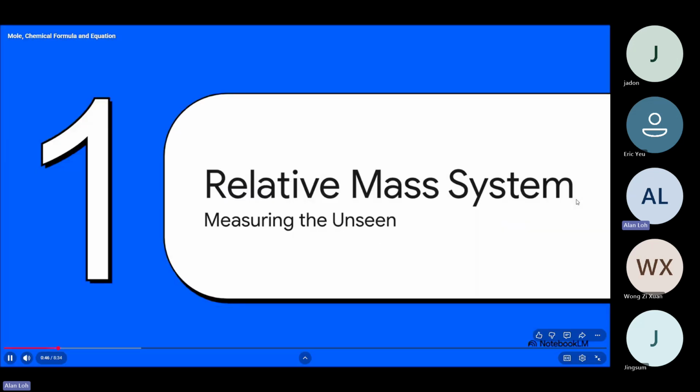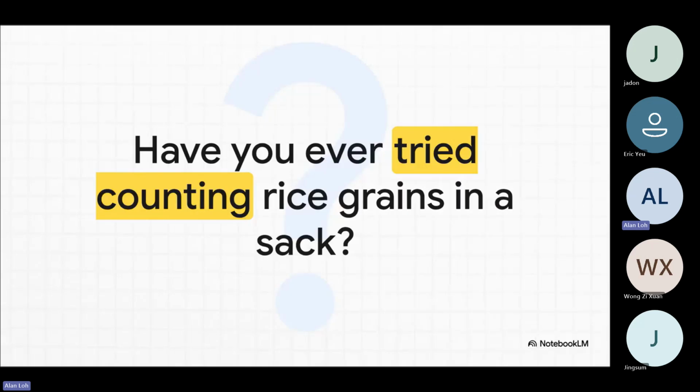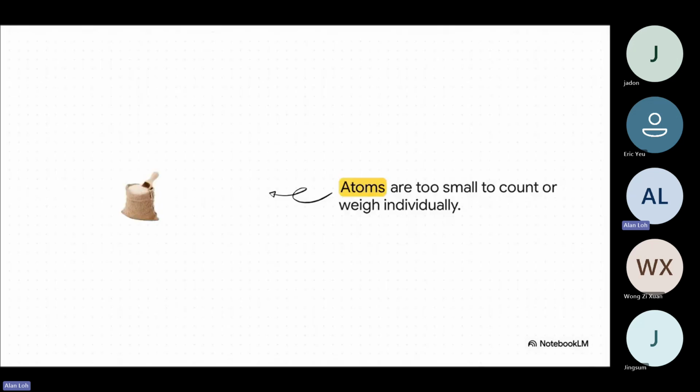equations. Section 1, the relative mass system. Right off the bat, chemistry presents us with a major practical hurdle, the problem of measuring the unseen. I want you to just imagine this for a second. Have you ever tried counting the number of rice grains in a massive sack of rice? You'd literally be there for years. You can't just pull them on. It's a sheer impossibility to count incredibly tiny, abundant objects individually. Well, just like that sack of rice, atoms present the exact same nightmare, but on an infinitely smaller scale. Atoms are far too small to count or weigh directly. You can't exactly put a single carbon atom on a standard lab scale, right?